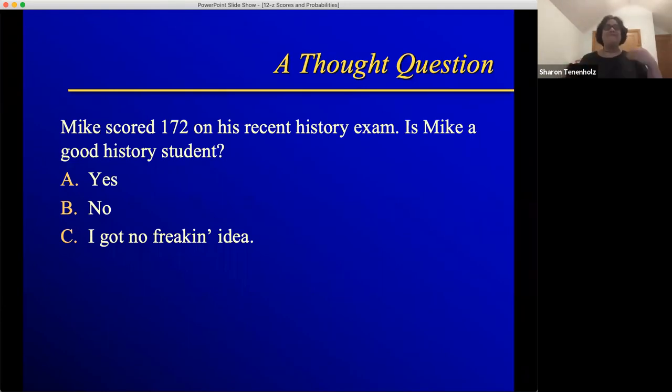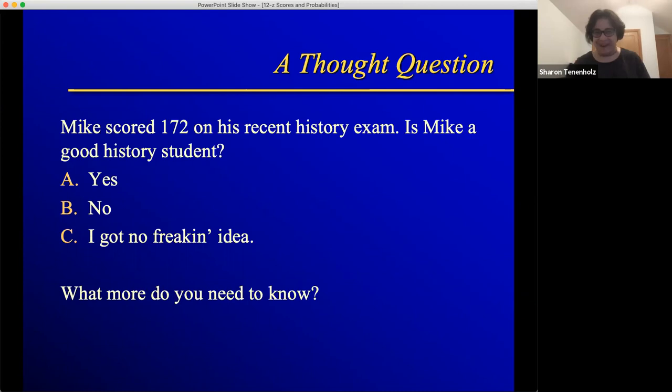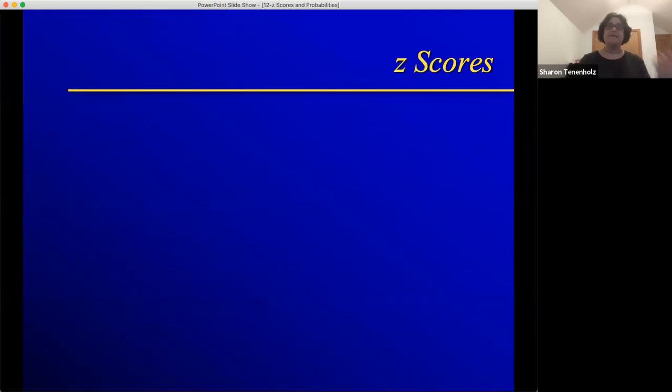So this idea of putting scores into context is really what z-scores are all about. And that's what we're going to talk about today. So we did this what more do you need to know piece already. We'd want to know both what it's out of ideally, but also how did others do? How did you do relative to others? And z-scores are really going to help us to answer that question.